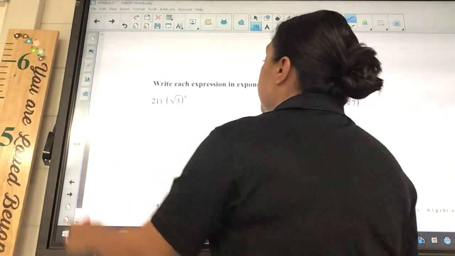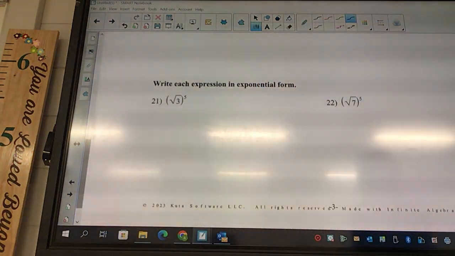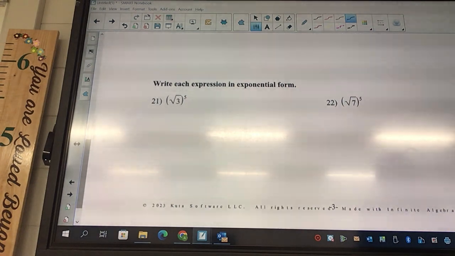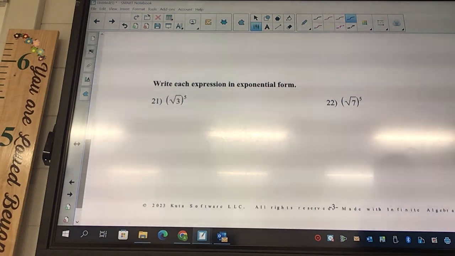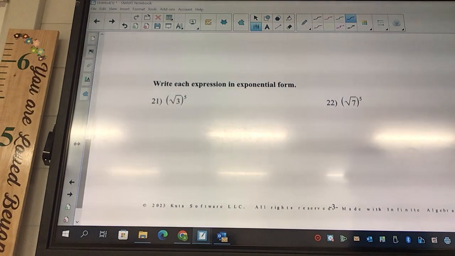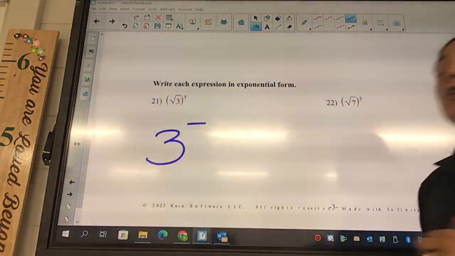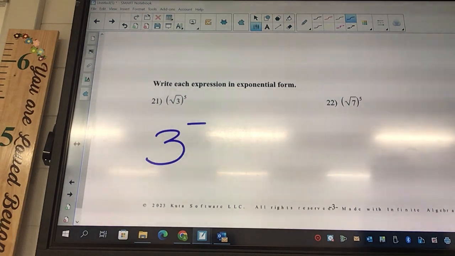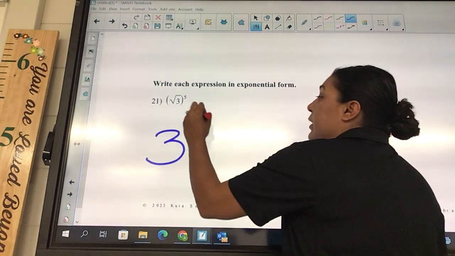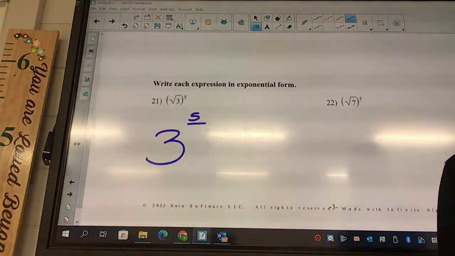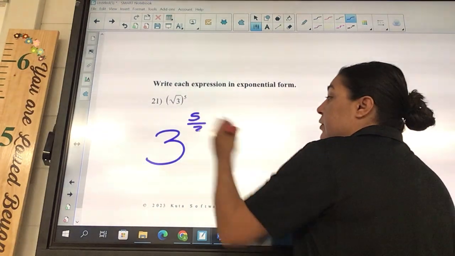Okay, we're writing these ones in exponential form. So what's our big number? 3. So we're going to say 3. What number is going to go on the top? 5. What number is going on the bottom? 2, right? There's no number there, so there's a 2 there.